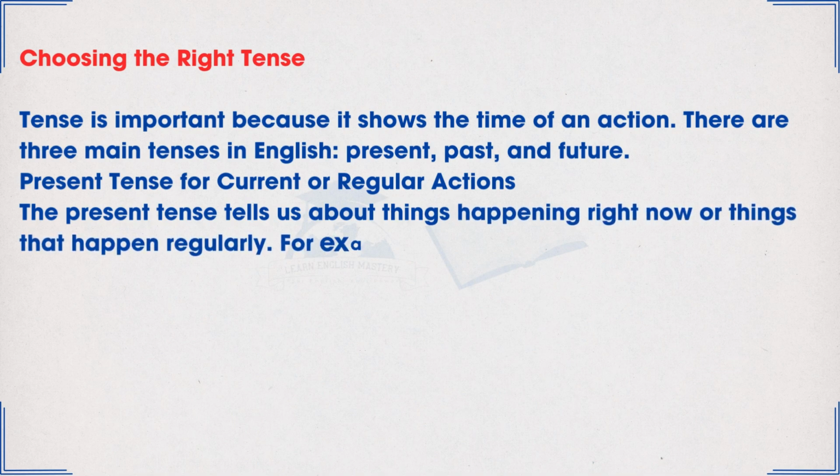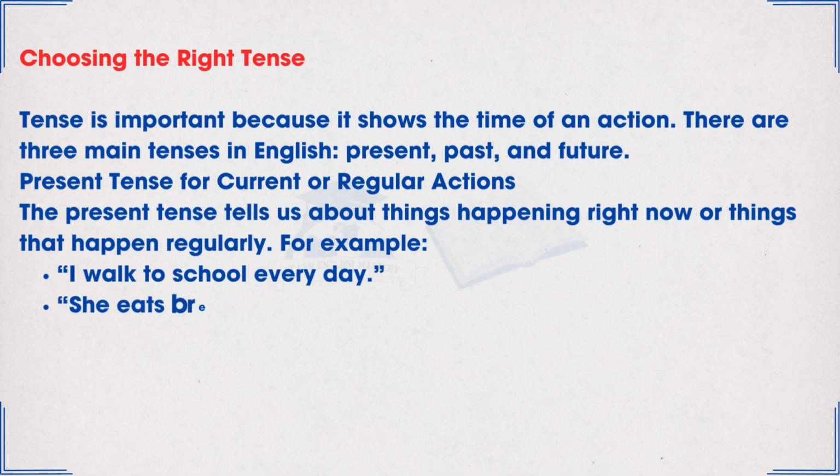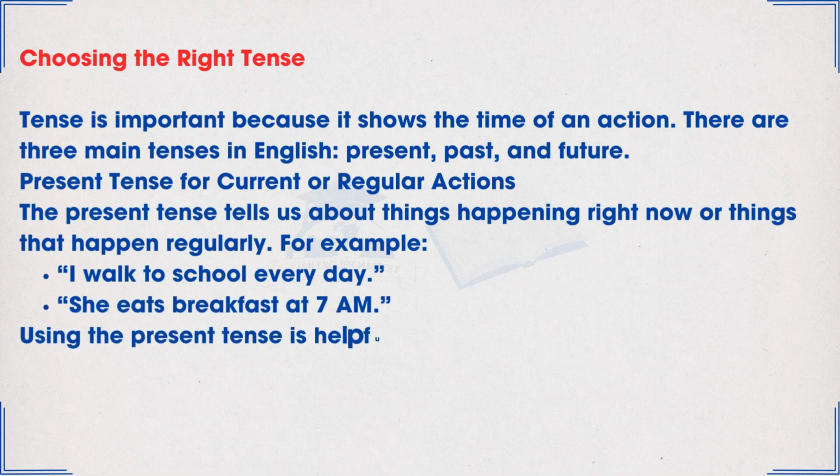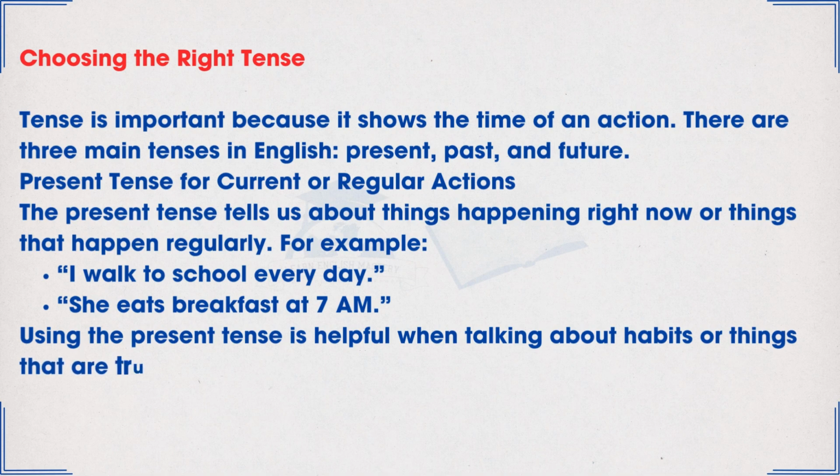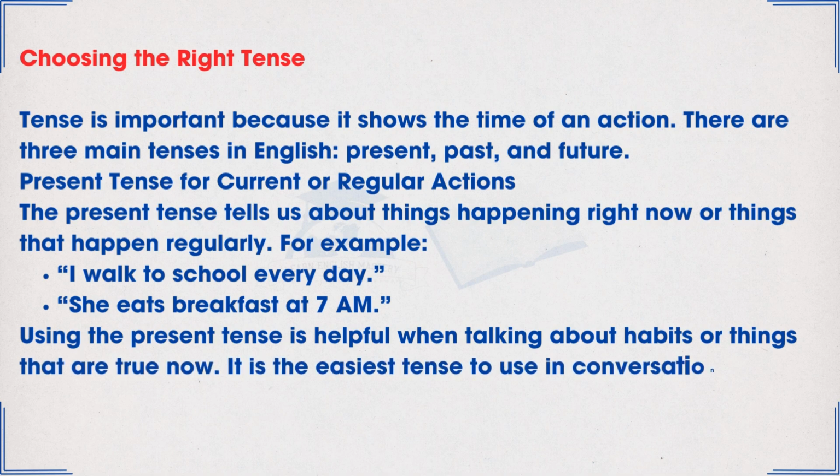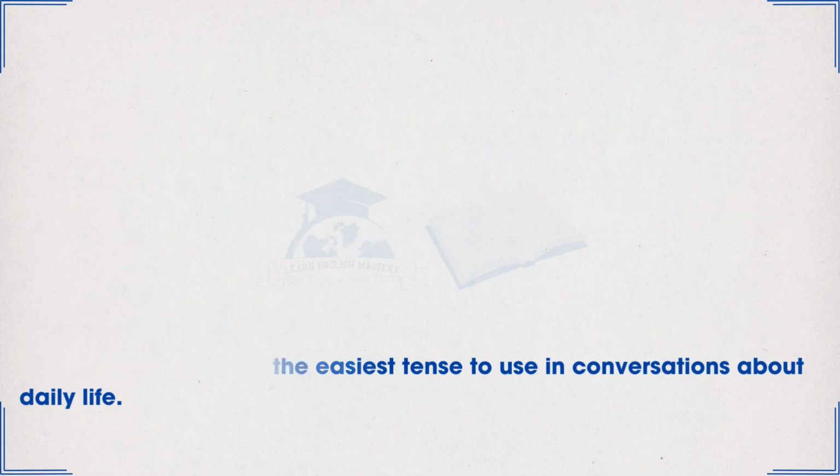For example, I walk to school every day. She eats breakfast at 7 a.m. Using the present tense is helpful when talking about habits or things that are true now. It is the easiest tense to use in conversations about daily life.